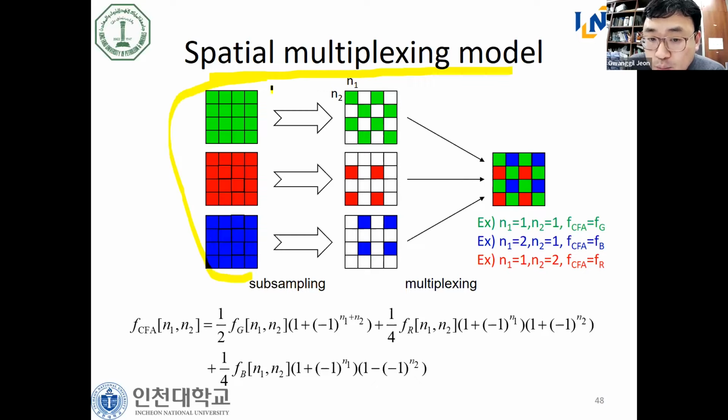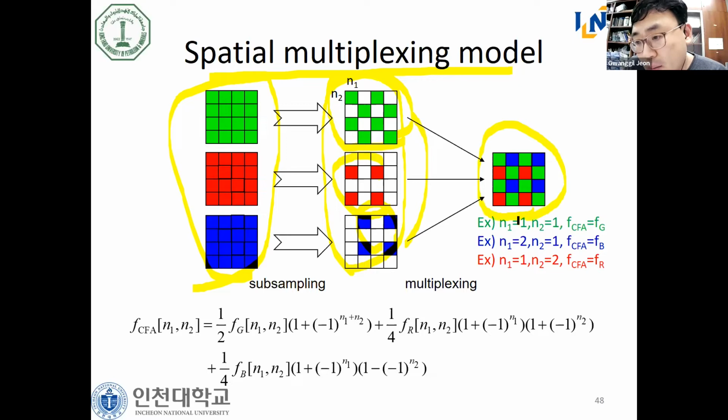The original RGB image is shown here, and after the Bayer pattern, the green component has twice more information than the red and blue. If you add the three components together, you can obtain this Bayer pattern CFA. Let us assume that the row number is N1 and the column number is N2. So this CFA pattern can be written with a simple equation: the information of the CFA is half of the green, plus this term, this term, and this term.